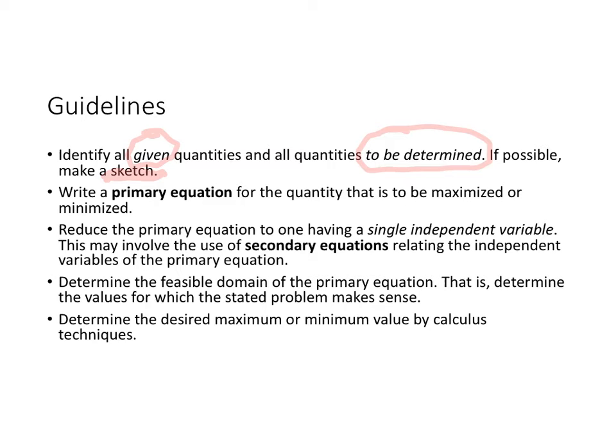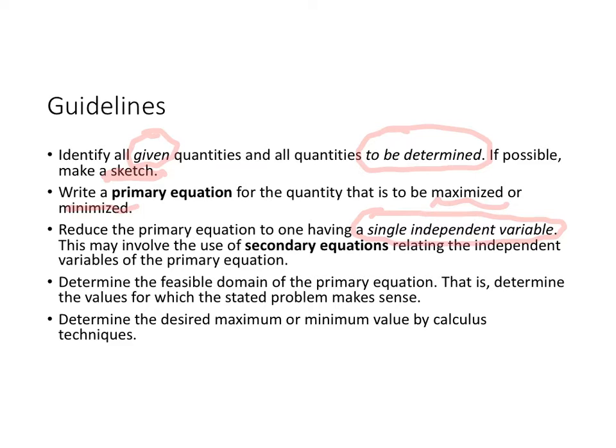The second thing is to write a primary equation for the quantity that is to be maximized or minimized, okay? So here we're looking for an equation, basically. An equation that identifies what we are looking for, that we want to find either the maximum or the minimum. The next step is to reduce the primary equation to one having a single independent variable. Okay, that's very important here.